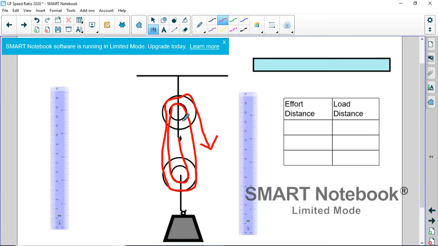Okay, so what we're going to find in labs is that you're going to have to move the effort force a lot further than the load is going to move. And the difference between the two is called the speed ratio.